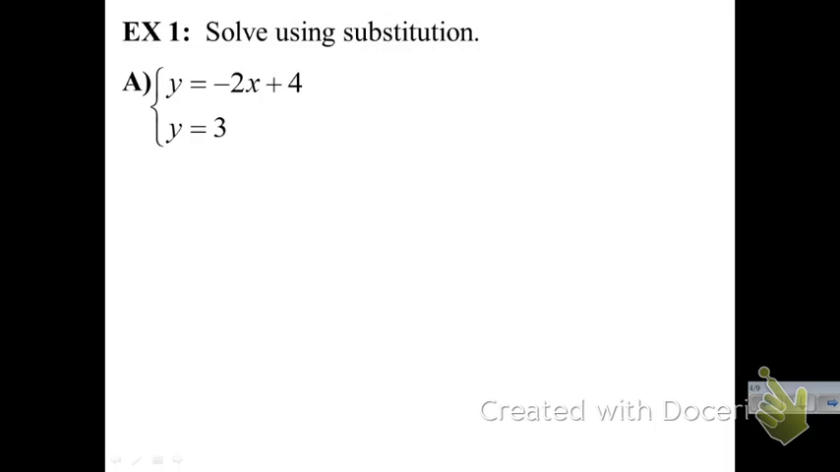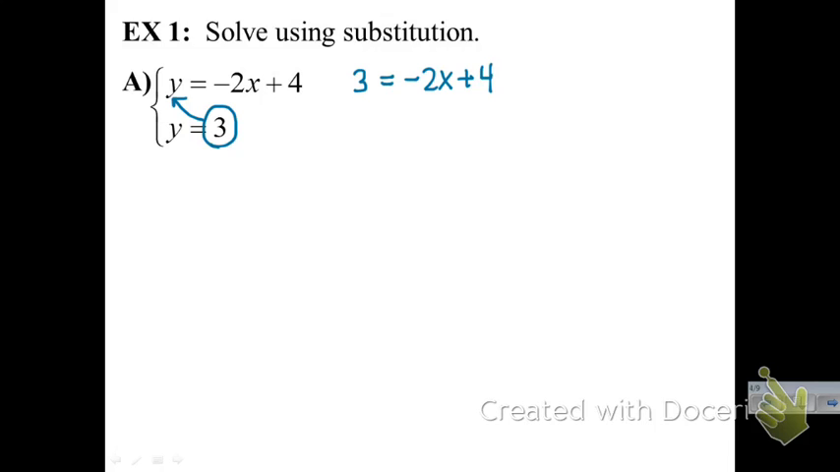So, step 1 says to find a variable and isolate it. Here we already have both our y's isolated, so we're going to look and see which one is pretty simple. If you look at the bottom one, we already know y is 3, so I'm going to take that value and put it into that equation right there for y. We're going to replace or substitute that value. So your equation will actually then be 3 instead of y equals negative 2x plus 4.